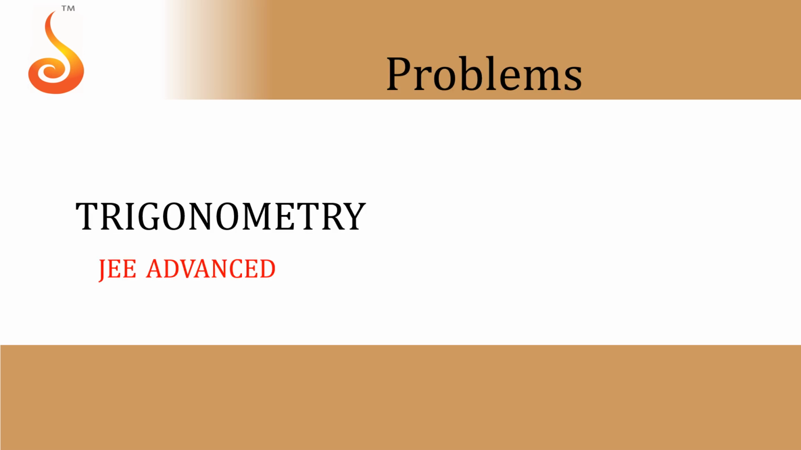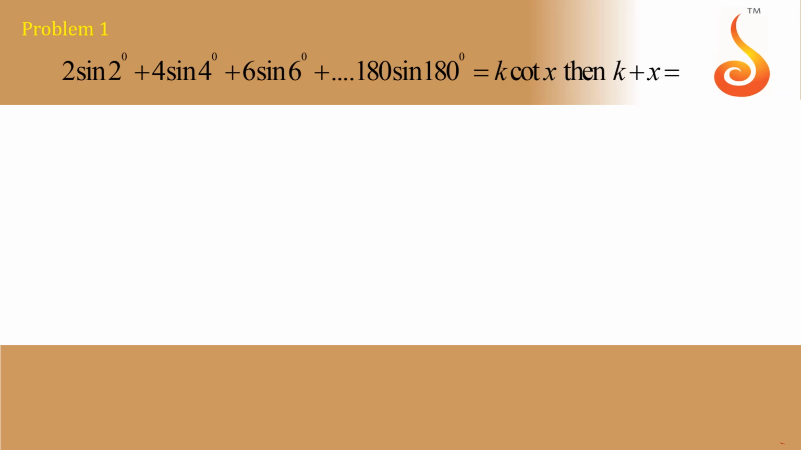Let us discuss some problems on trigonometry. Problem number 1: 2 sine 2 degrees plus 4 sine 4 degrees plus 6 sine 6 degrees plus so on, up to 180 sine 180 degrees, is equal to k cot x. Then k plus x equals to?